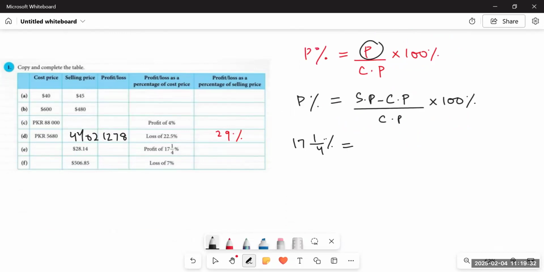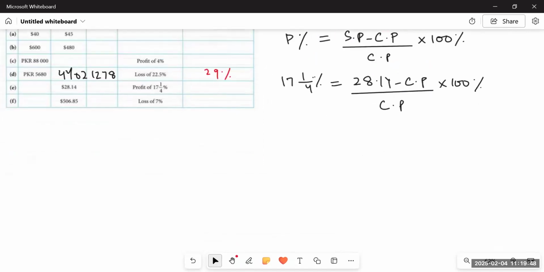Okay. Selling price is given as 28.14, but CP is not given. So we will keep it as it is upon CP again. And then we will write it as multiply by 100%. Since we don't have to calculate the percentage over here, we can remove 100% from here. Why? Because 100% means 1. Just keep this in mind, 100% means 100 upon 100. If we remove the percentage sign, it will be replaced by upon 100. So 100 upon 100 means 1.